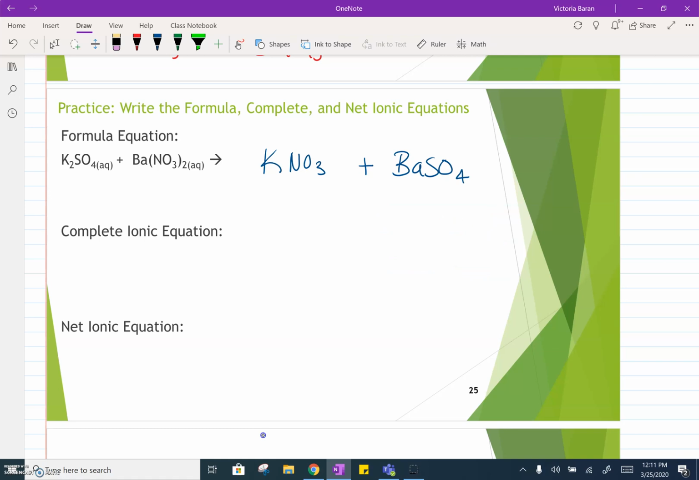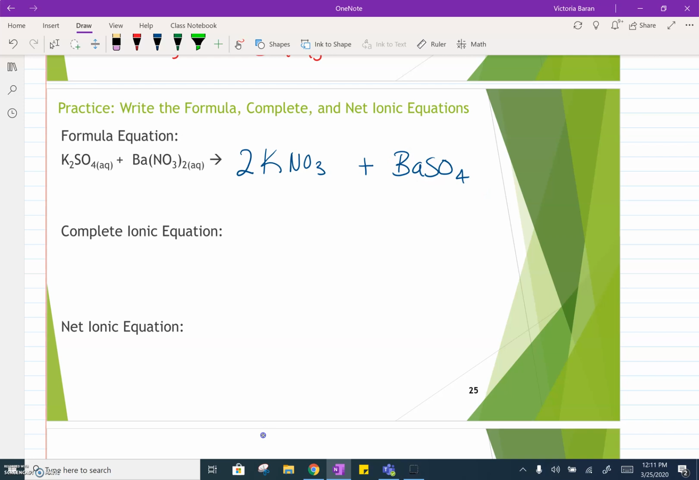The second thing I have to do is balance. So notice potassium, there's 2 here, and there's only 1 here. So I have to put a 2 in the front right here, which is good because now I have 2 NO3s, and there's 2 NO3s on this side. There's 1 SO4 here, 1 SO4 here, and 1 Ba on either side. So this is now balanced.